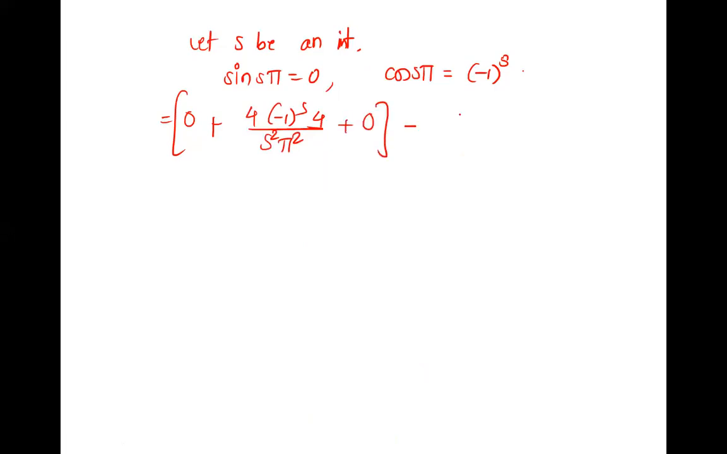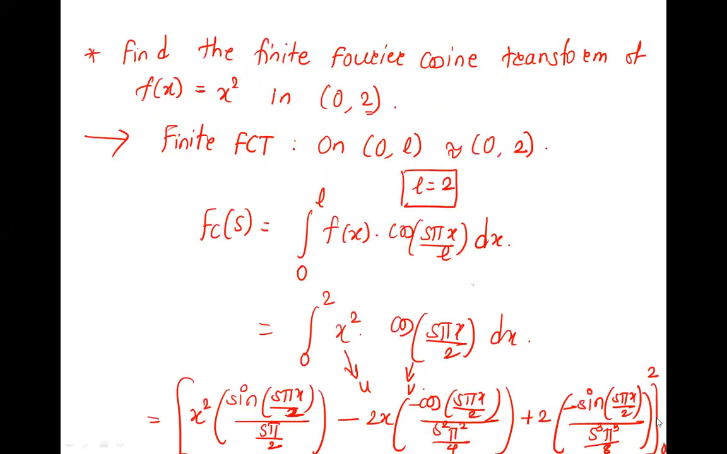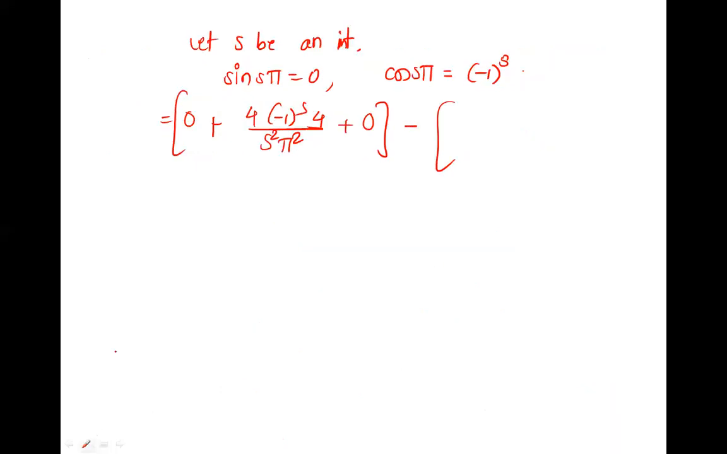Okay, this is the upper limit. Minus, now the lower limit. If x is 0, sine 0, or if x is 0, 0 into anything is 0. Again, if x is 0, 0 into anything is 0. And if x is 0, this is sine 0, which is also 0. So all the terms are 0 there. That is, your answer is 16 minus 1 raised to s upon s square pi square.